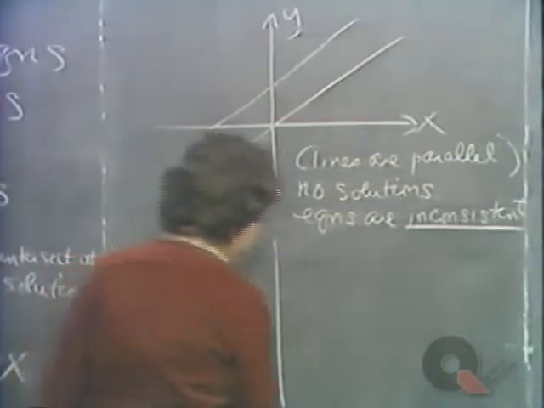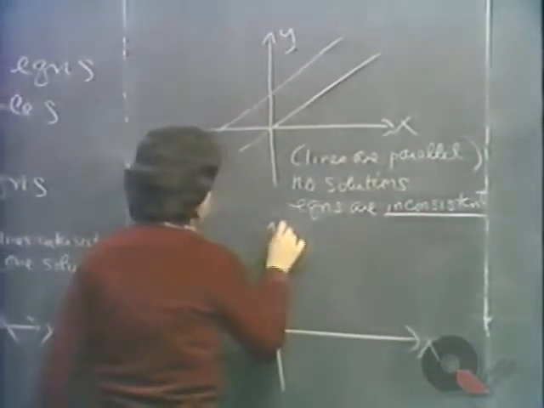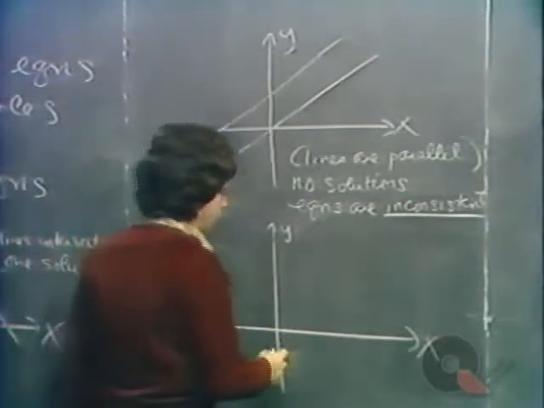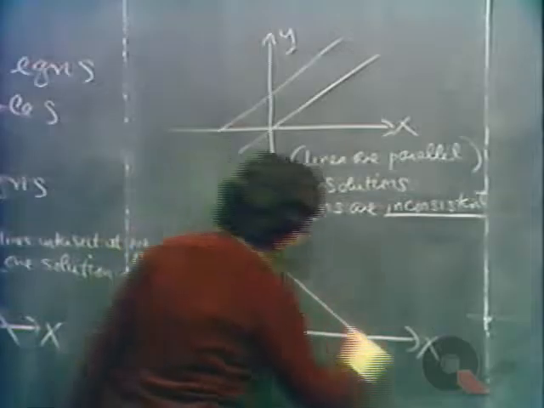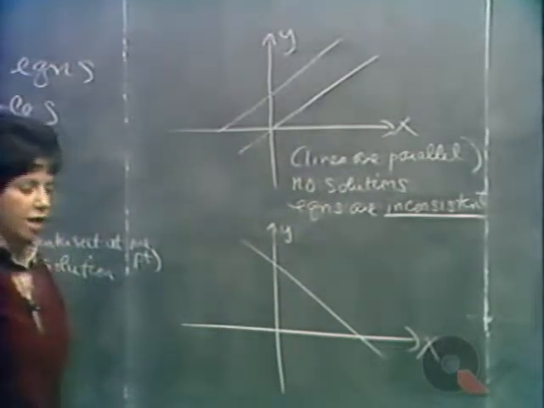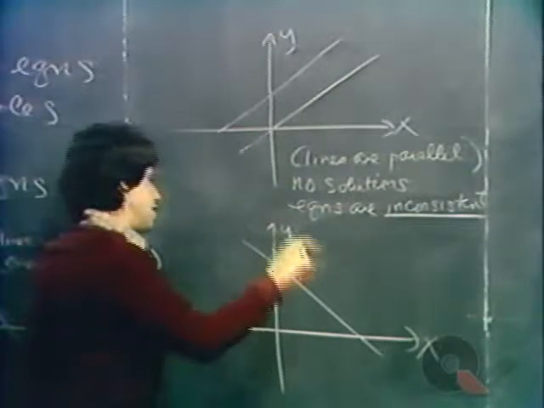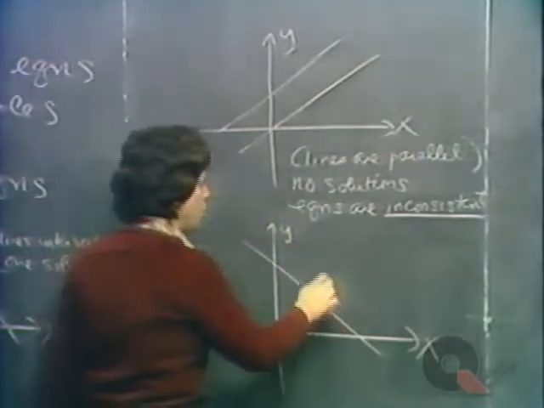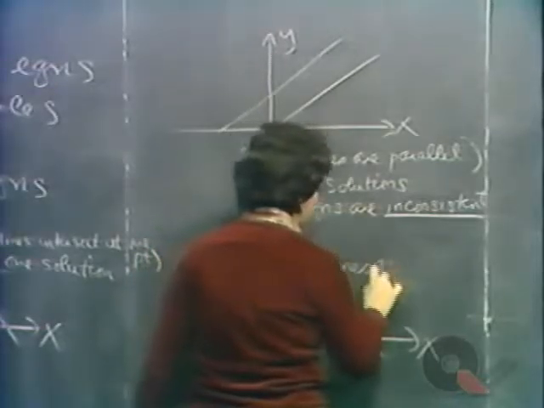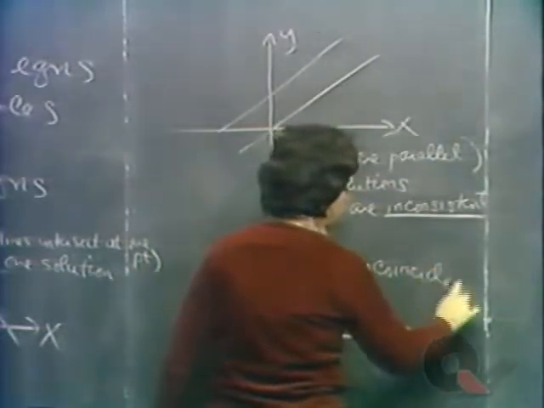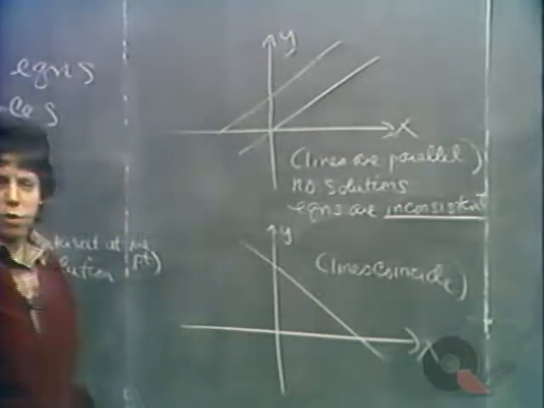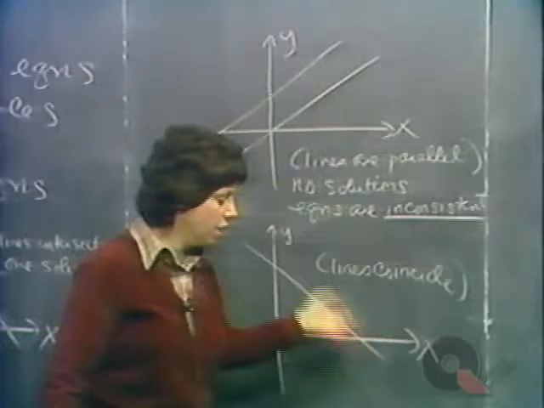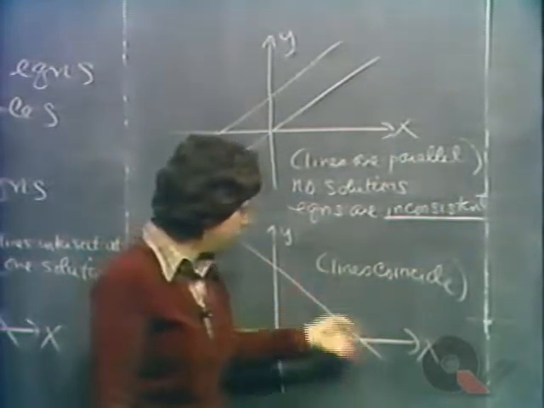The third possibility is that we take first the equation and we sketch its graph and we get a certain straight line. And then we take the second equation and we sketch its graph and we get a straight line. And it turns out that that line falls right on top of the line that we have here. In other words, the two lines coincide. Both equations, when graphed, give you exactly the same line. In other words, the equations are different forms of the same straight line.